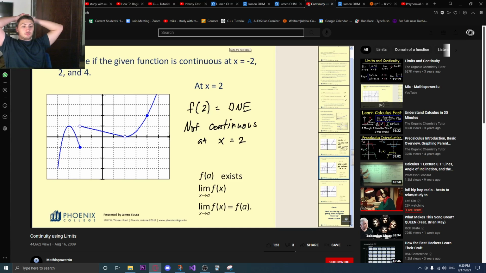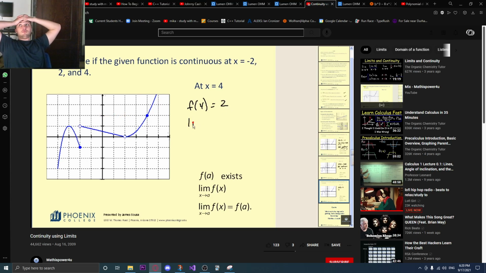Let's take a look at it at x = 4. At x = 4, let's see, does f(4) exist? It does. Looks like it would be equal to +2. Next, we need to consider the limit of this function as x approaches 4 and see if this exists. As we approach 4 from both the right side and the left side, we can see that we are going to be approaching this closed point here. Therefore, this limit will be equal to +2.